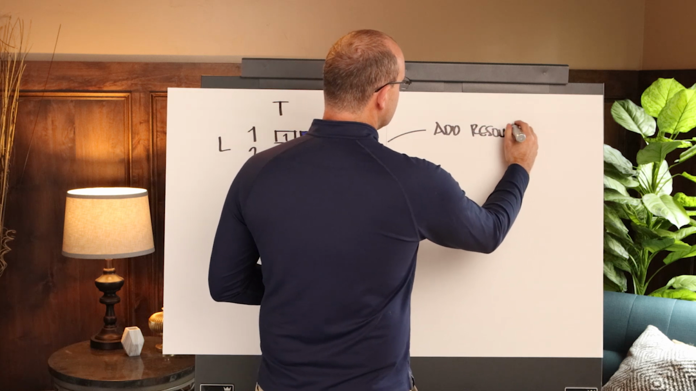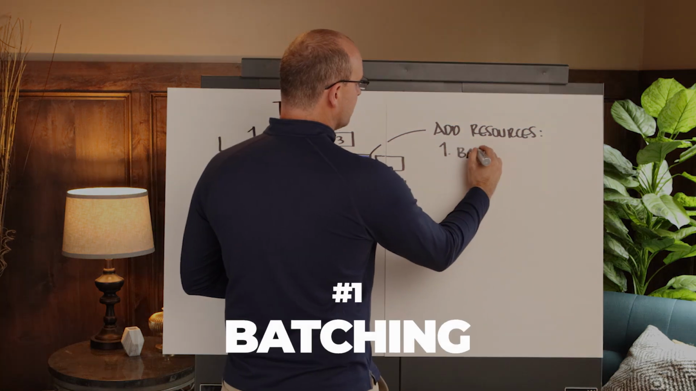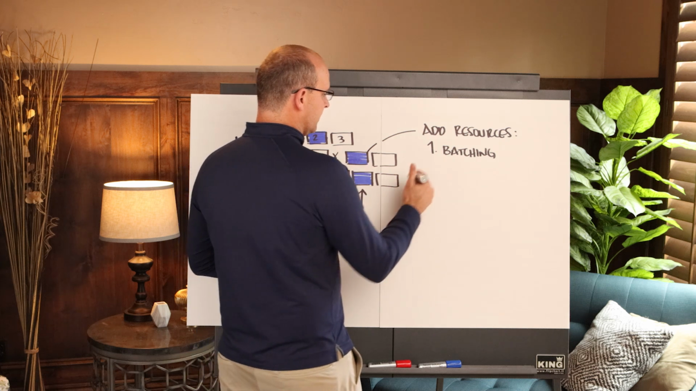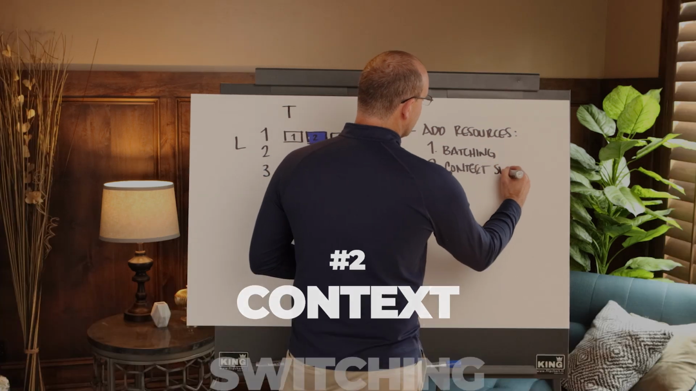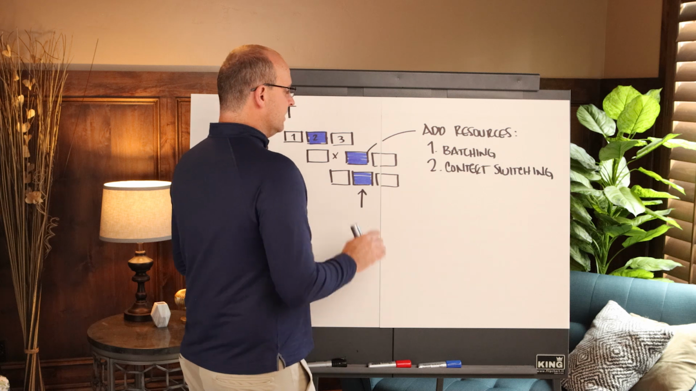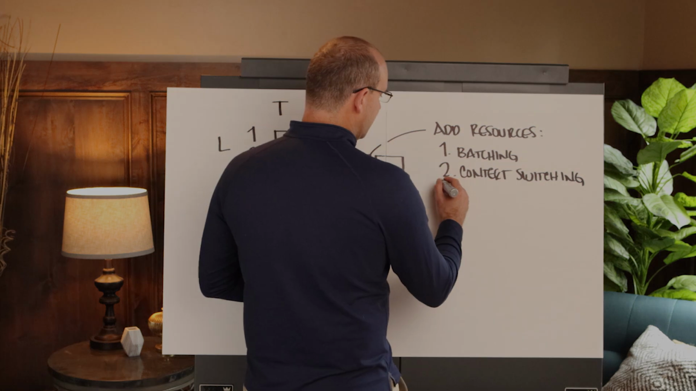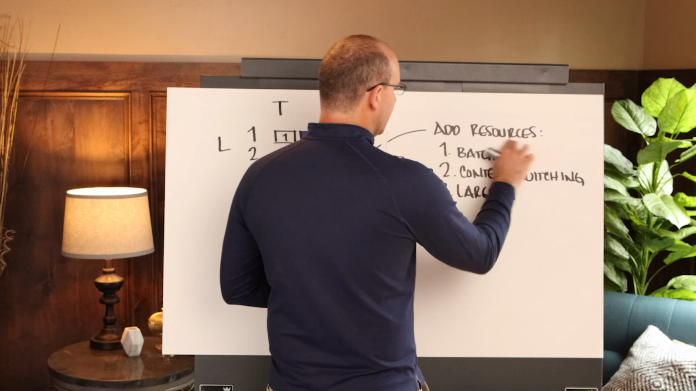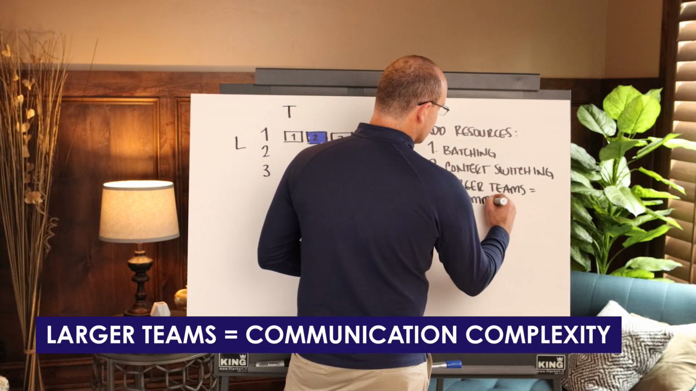And I'm going to just briefly discuss this as we go. Once you add resources, you start batching. That means that you, instead of doing one thing at a time, are now doing multiple things. When you start batching, now you have context switching. Okay? And when you have context switching, that means that you add 15 to 45 minutes minimum to each task when you go back and forth because you're not focused. The other thing that you do is you have larger teams, and when you have larger teams, because you've added resources, okay? When you have larger teams, that equals communication complexity.